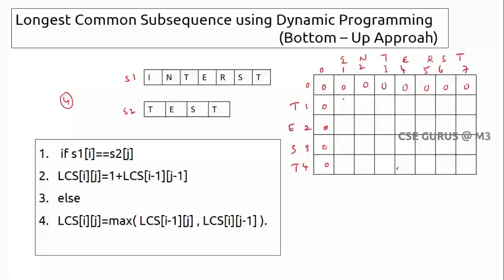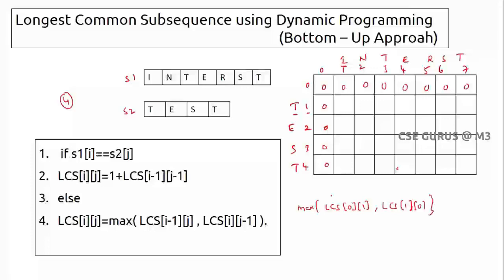Now we have to go with the formula. First, if S1 of I is equal to S2 of J, you can check here T and here I. Are T and I the same? No. So you have to go to the else part. What is that else part? LCS of this value is equal to the maximum of LCS of I minus 1, J, that is 0, 1, comma LCS of I, J minus 1, that is 1, 0.